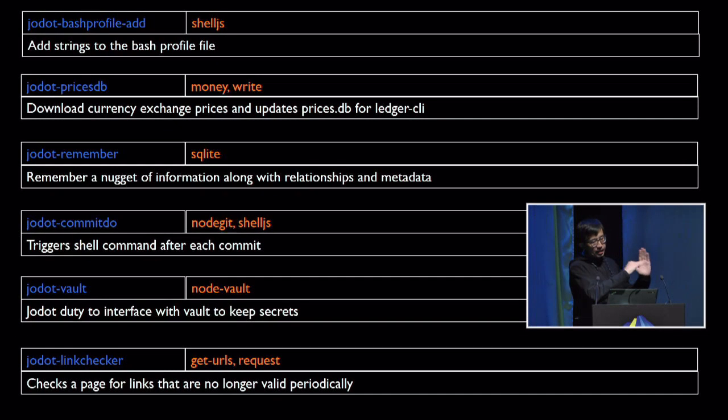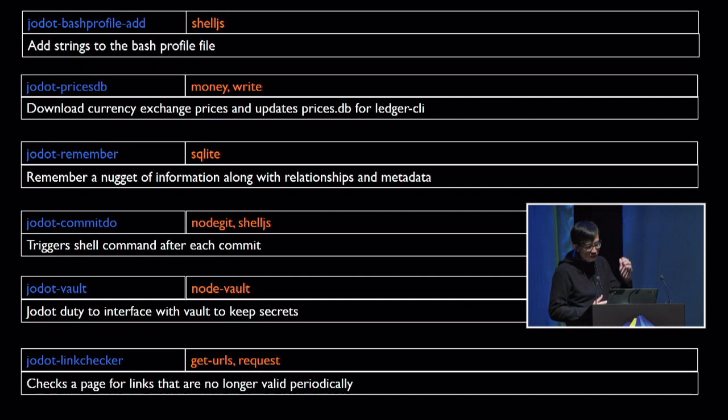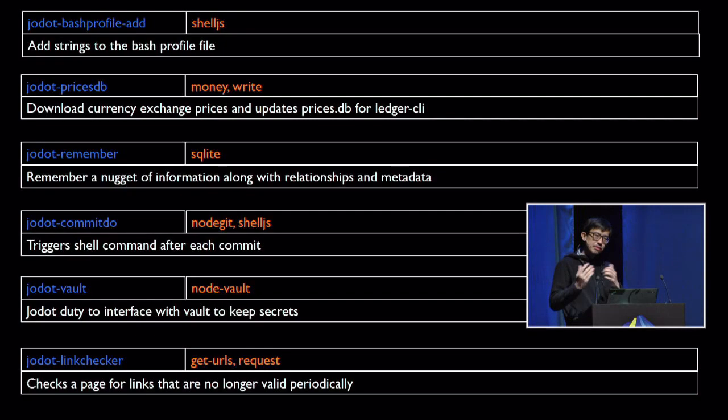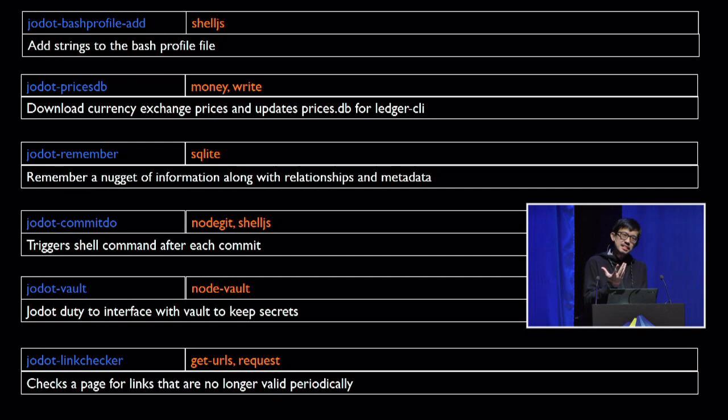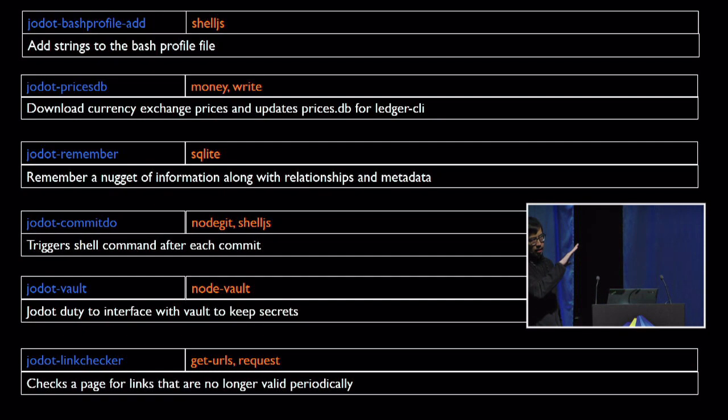So these are some of the ideas that I'm currently working on. Bash profile adding, prices downloading, remembering nuggets of information, doing something when I commit, easier way to deal with Vault, and check links on my web page for links that are no longer valid. So these are some of the duties that if I do not delegate to Jodo, I will have to do, and again, it's a repetitive torture because it doesn't seem like a creative thing that I want to deal with on my computer. So these are simple duties.